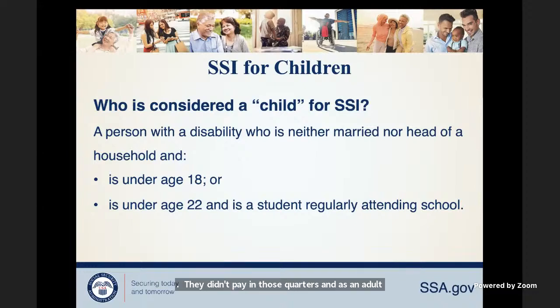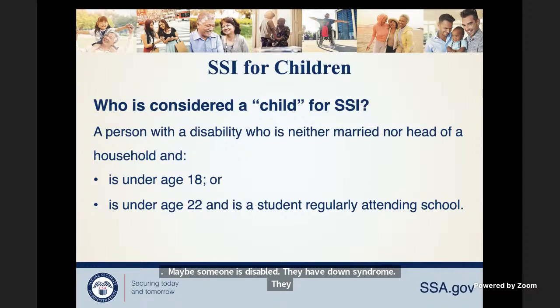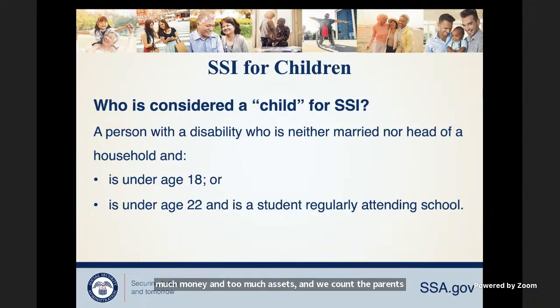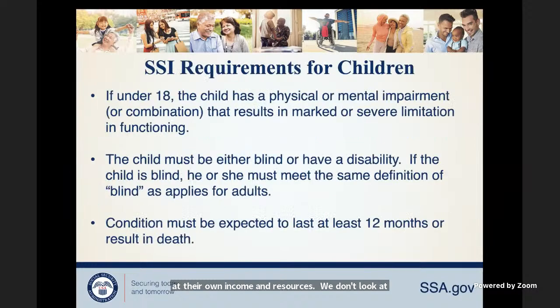So maybe someone is disabled. Let's say they have Down syndrome. They would qualify for SSI under their disability, but because their parents make too much money and have too many assets, and we count the parents' income and resources when they're under 18, they're not going to qualify for SSI. Once they turn age 18, we look at their own income and resources. We don't look at the parents. They could qualify now. Of course, the child has to have a disability in order to receive SSI, and just like an adult, their condition has to last 12 months or more.